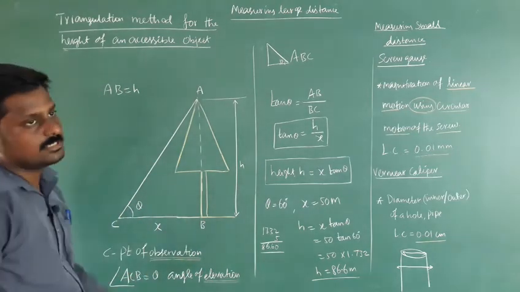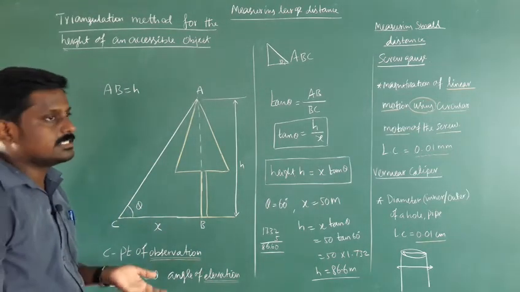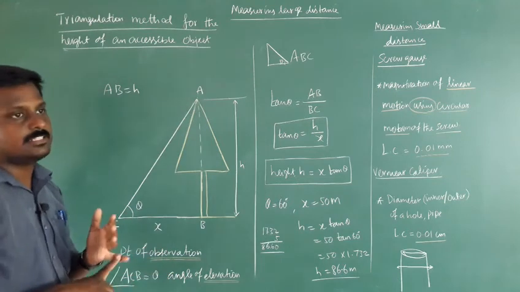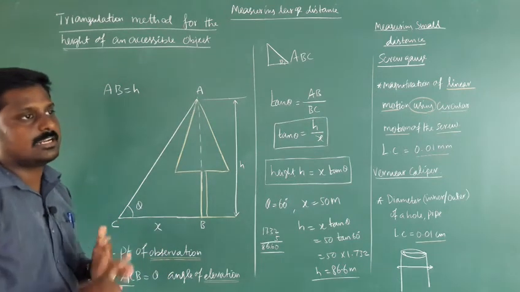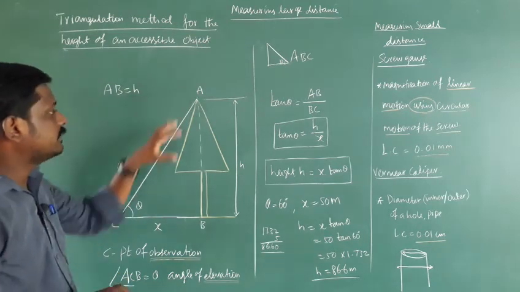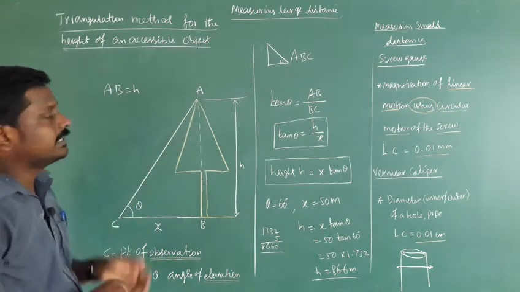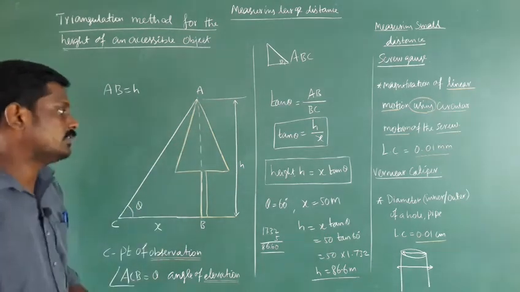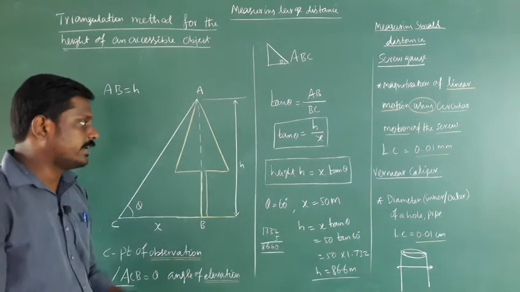First one, the triangulation method. There are three discussed in your book: first the triangulation method, then the parallax method, then the radar method. We are going to find how they find the height of a tree using the triangulation method. Consider a tree or a tower of height h. We are going to find h.